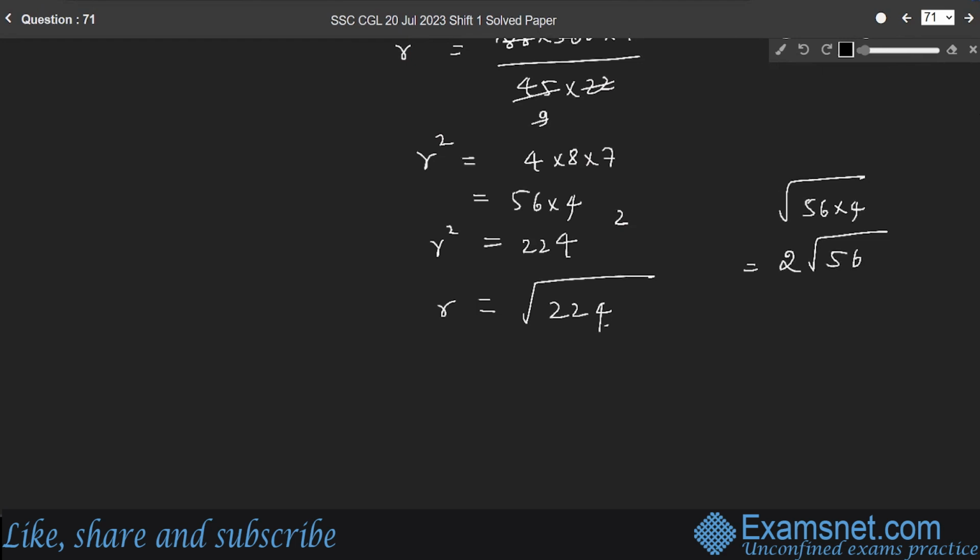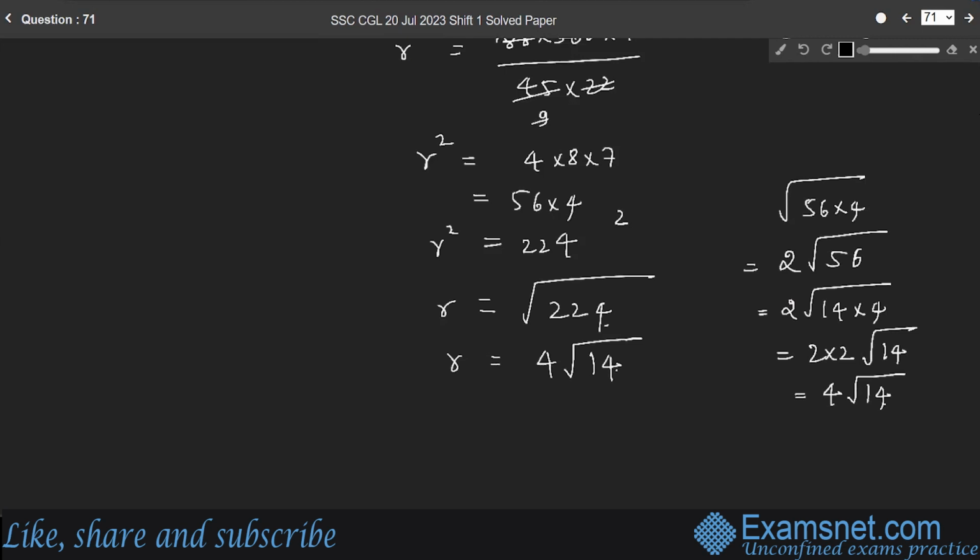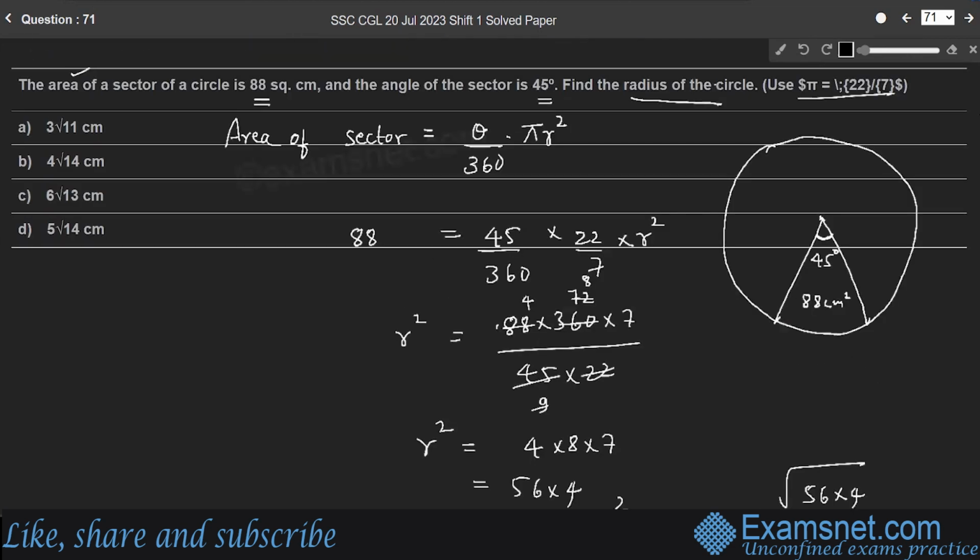Again 56 can be written as a multiple of 14, right? So 2 root 14 into 4. Therefore again you can take out 2, right? Since root of 4 is 2, so 2 into 2 into root 14. Therefore we have 4 into root 14 as the answer. So the radius of the circle is 4 into root 14, or 14 into 16 gives 224, right? Therefore, the radius of the circle is 4 into root 14 centimeter.